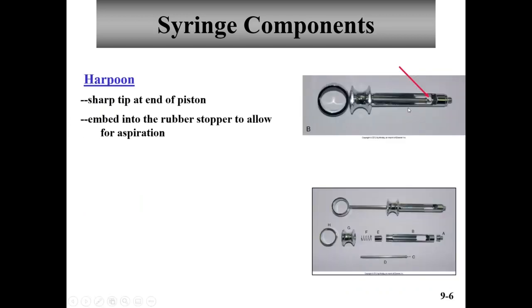The harpoon is this sharp end that's at the end of the piston. It's the terminal end of the piston, and it is embedded into the rubber stopper. It's only after you have engaged this harpoon into the rubber stopper that you can perform an aspiration test, or you can expel the contents of the carpule.